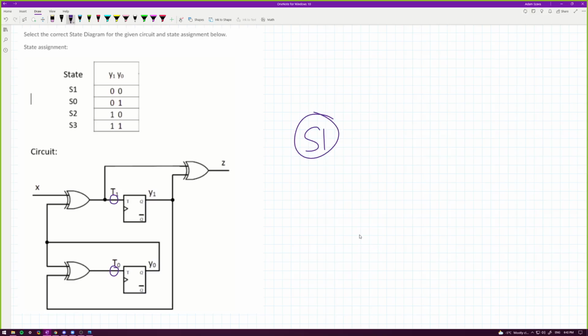Let's first note here, is this a Moore or a Mealy machine? Well, what we do to determine that is we look: is the output of our circuit connected directly to the input, or is it connected rather to the present state?